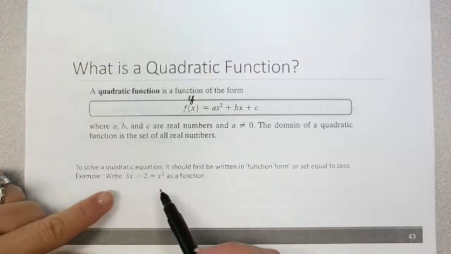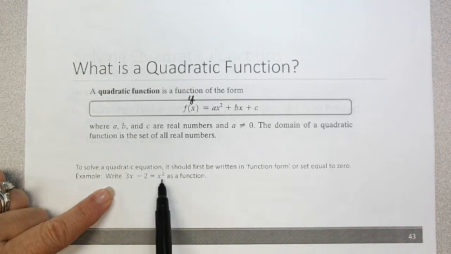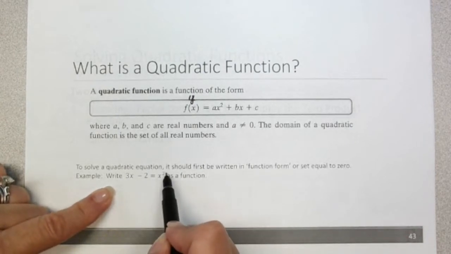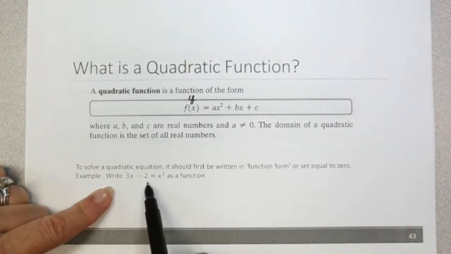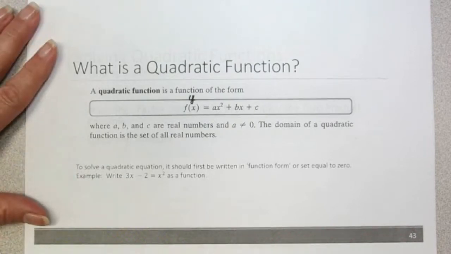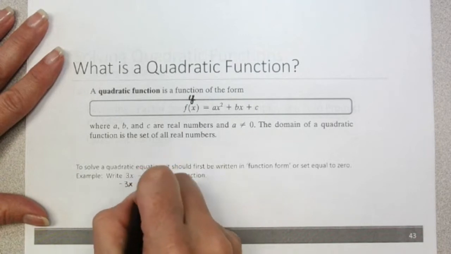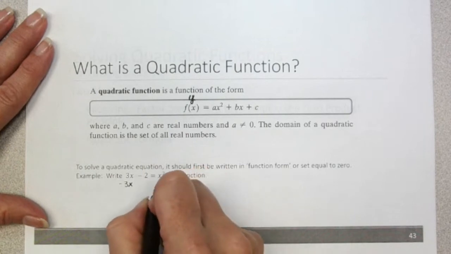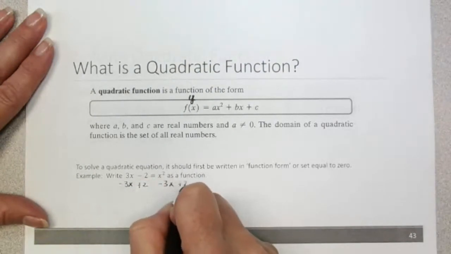All right, so let's look at this example here. Let's see if we can write this equation, 3x minus 2 equals x squared, as a function. Let's put that in function form. We know it's quadratic because the highest exponent is 2. But if we want it in function form, we need to put all the terms on one side. Why don't we just move that 3x over to the right and move the negative 2 over as well. We'll move that 3x over by subtracting it from both sides, and we'll move that 2 over by adding it to both sides.